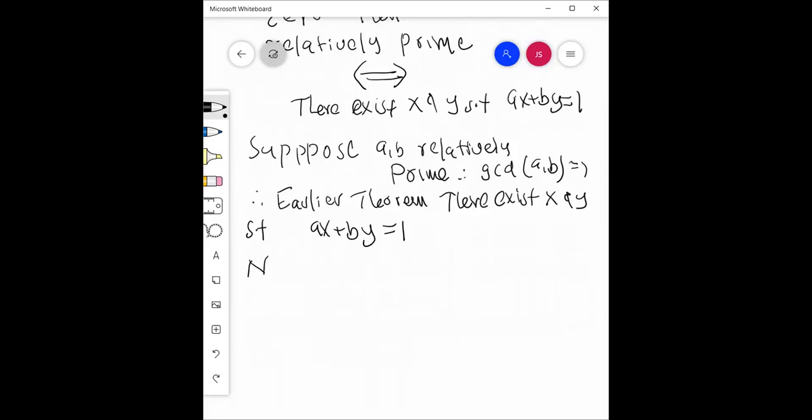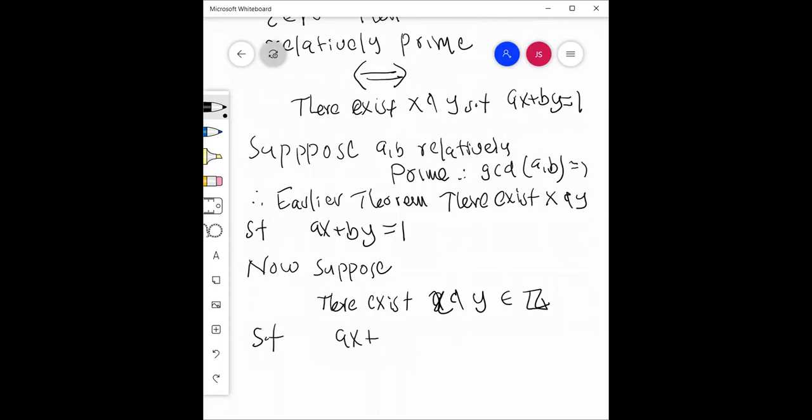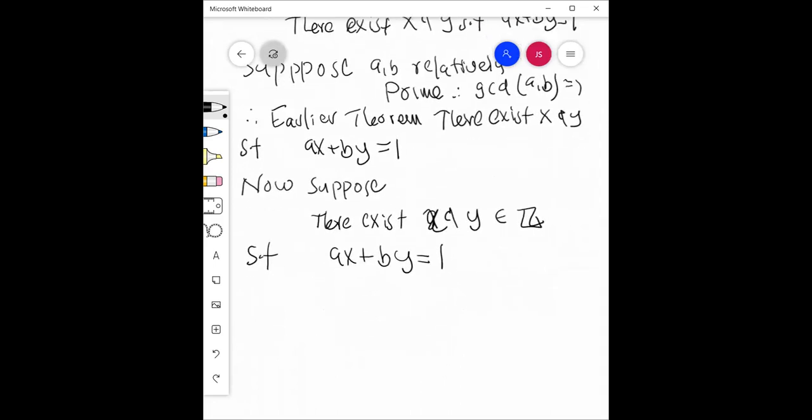Now suppose, it is an if and only if statement, so now the other way. Suppose there exist x and y in the integers such that ax plus by is equal to 1. Now we want to show the GCD is equal to 1, right? Now let GCD(A, B) equal D. Therefore, D is a common divisor of A and B. D divides A and D divides B, right?